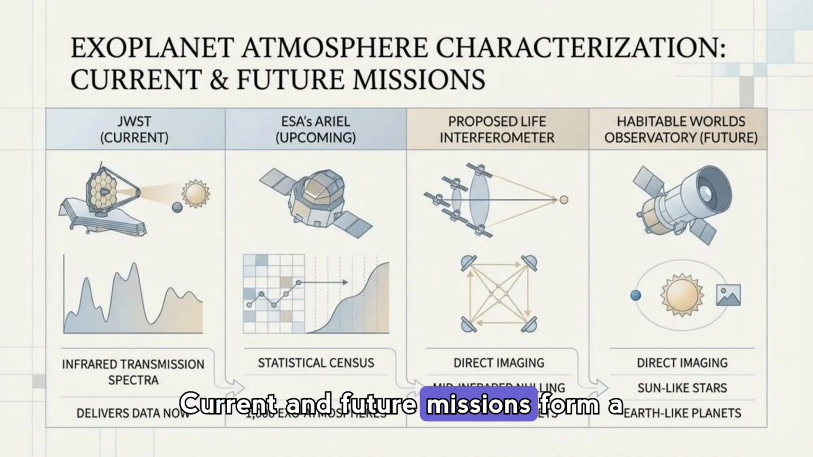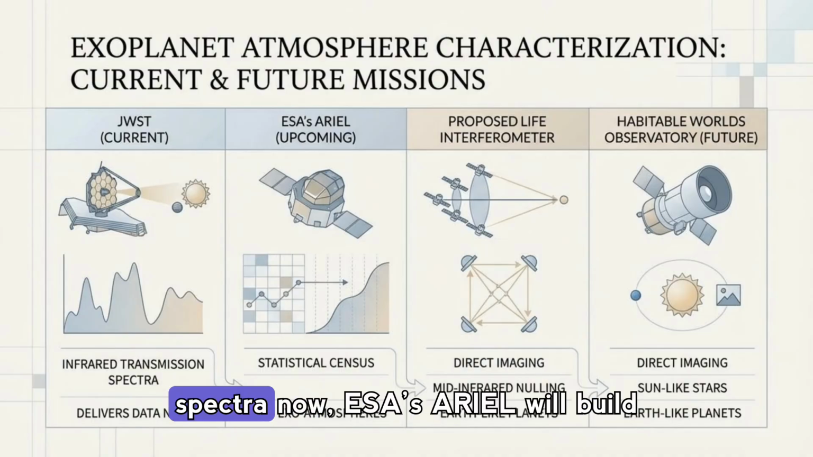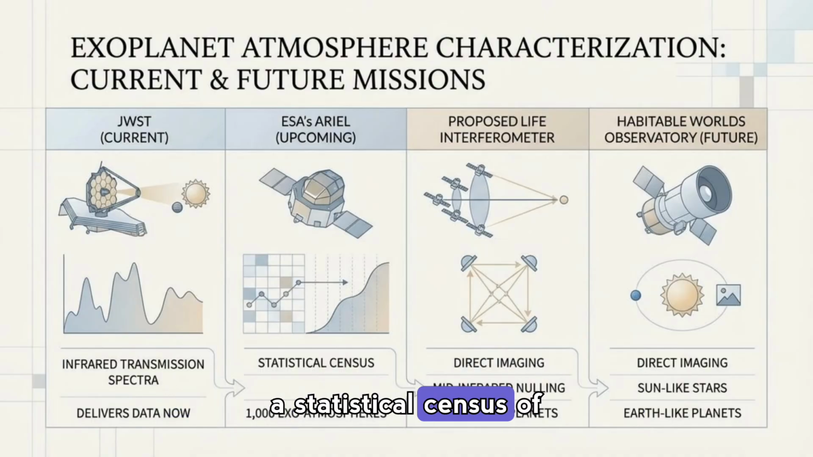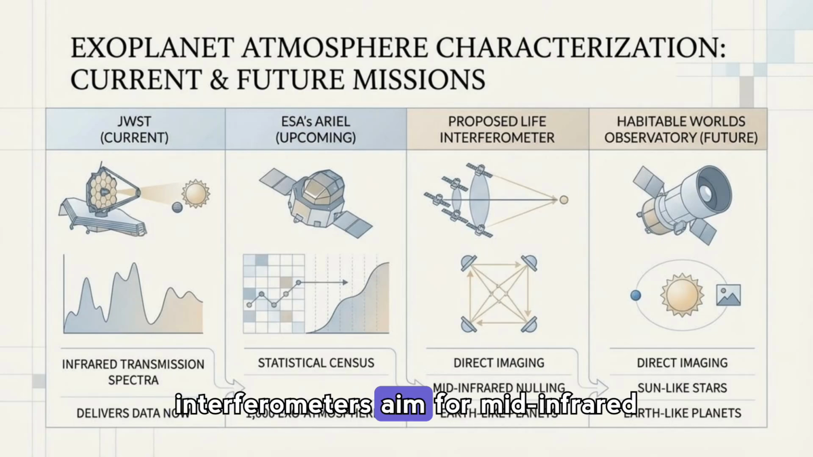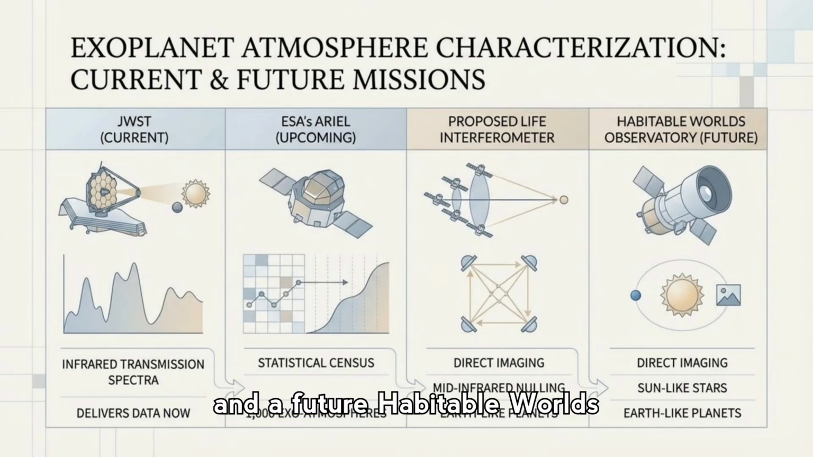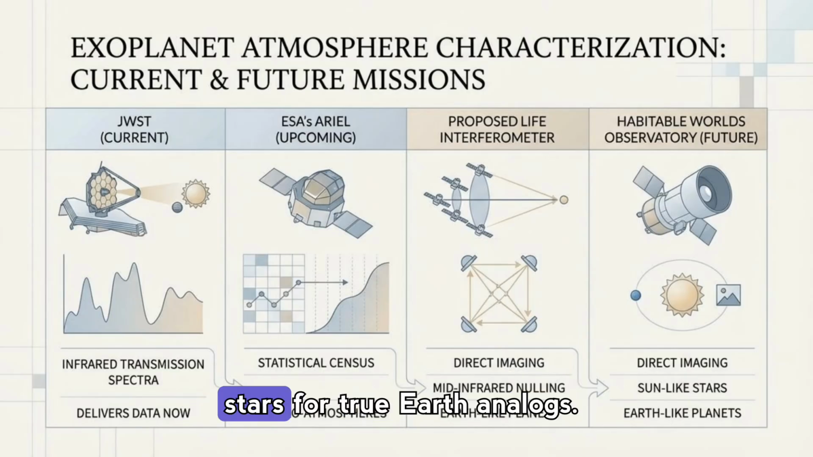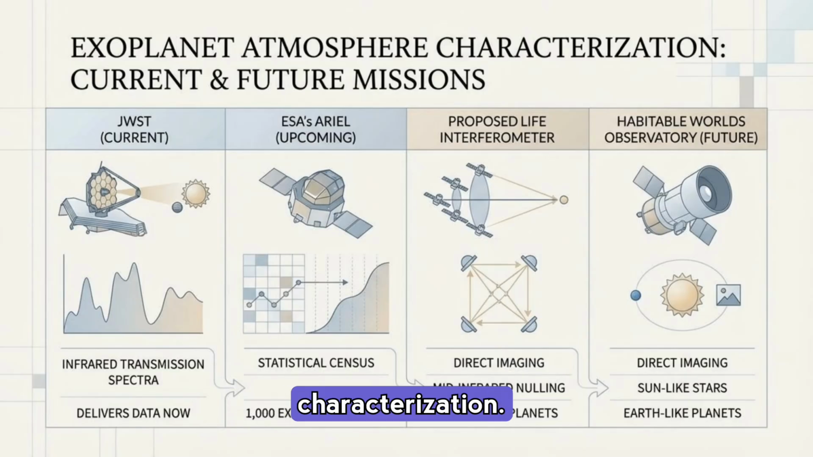Current and future missions form a complementary pipeline. JWST delivers infrared transmission spectra now. ESA's Ariel will build a statistical census of exo-atmospheres. Proposed LIFE interferometers aim for mid-infrared direct imaging of Earth-like planets, and a future Habitable Worlds Observatory would target sun-like stars for true Earth analogues. Together, these missions move us from detection to detailed characterization.